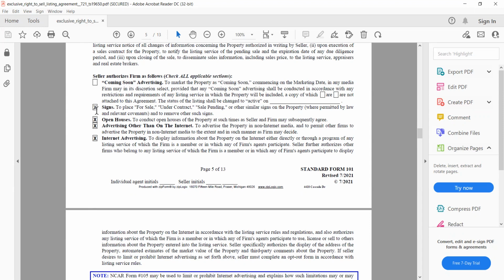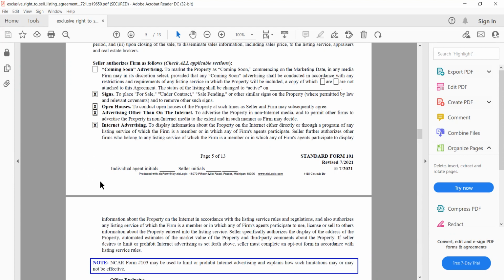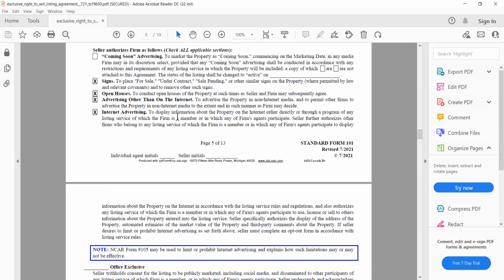If I get all these boxes X'd so that I have the option to do an open house, I tell them, look, if we have the opportunity to do an open house, I will do one. So give me that permission. And then the box that says advertising other than on the internet. If you want to put this on Facebook, any kind of social media, you need that box checked. And then again, the last box is internet advertising. I'm sorry, advertising other than on the internet is door-to-door, mailers. So I have all these boxes checked so I can use any means necessary to get the house sold.